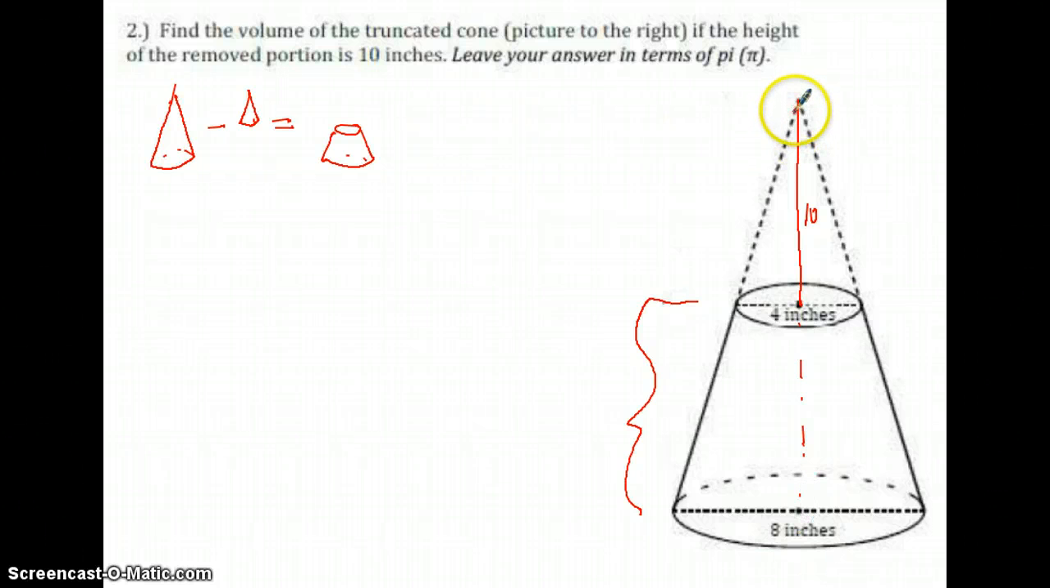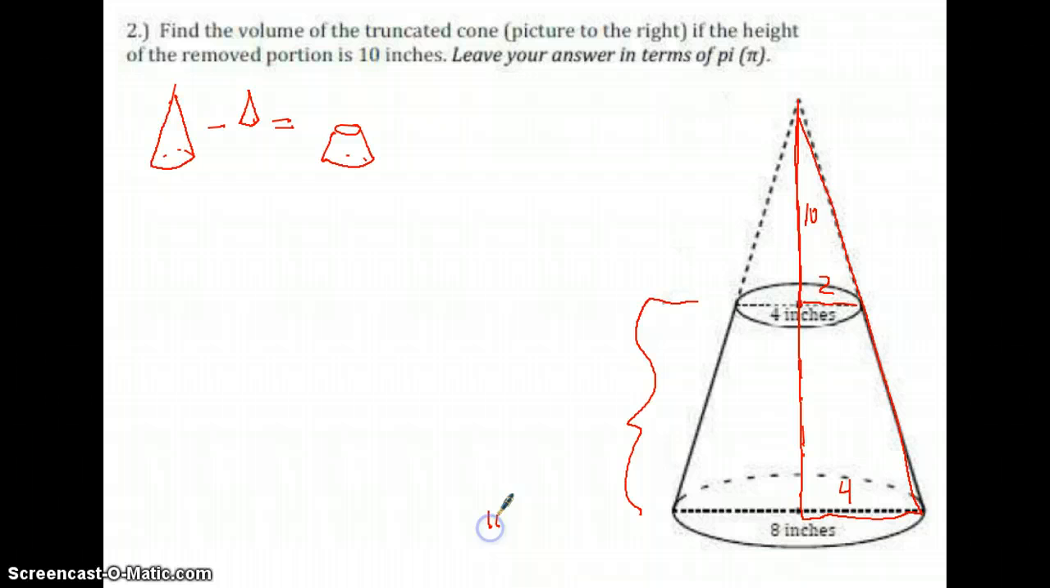But since these things are cut with a parallel base, that's in the definition of truncated, you can assume those are parallel. I have similar triangles right here. If that's 10, this is 2, because that was a diameter of 4. This is 4, because it's a diameter of 8. I can go 10 is to 2 as the whole thing is to 4.